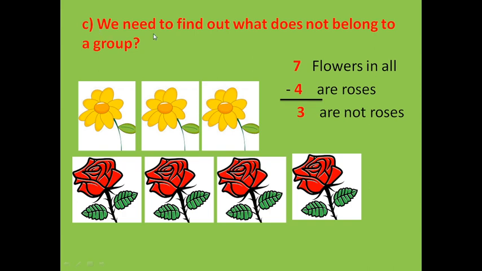Next, we also use subtraction when we need to find out what does not belong to a group. This is a group of flowers, and this is a rose group. If I have 7 flowers in all, but I have only how many roses? 1, 2, 3, 4. So I will subtract. If you have 7 and you subtract 4, the answer will be 3. These 3 are not roses.